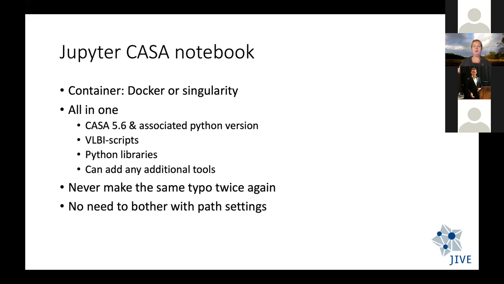The really nice thing about this is once you've done this properly, you set up your notebook and it works, you don't need to make your typos ever again. It's something that I run into frequently when I do command line CASA processing. You type something, you mistype the name of the command or the name of a file. Of course, in scripts, you've got the same benefit. But the main thing here is also that you do not need to bother with any path settings. And I've seen already quite a few questions about this, that your libraries are not there or your path settings are not correct. This is all taken care of inside the notebook and you don't need to worry about this.